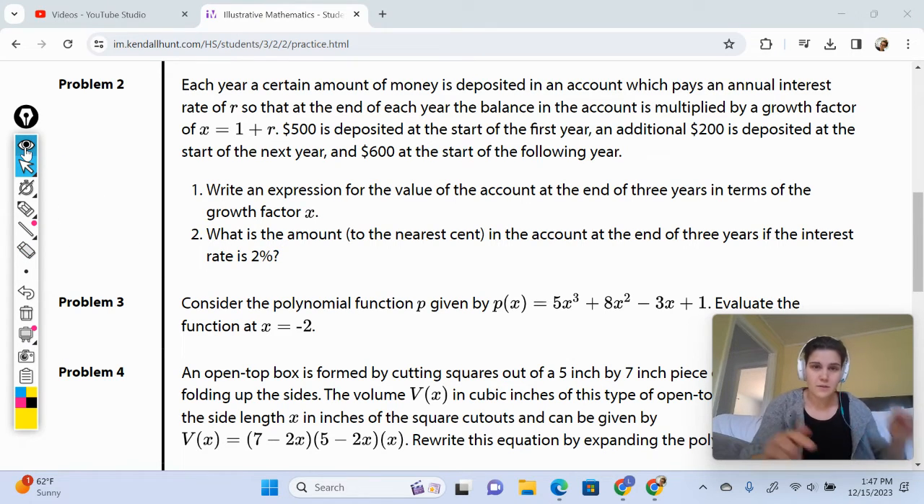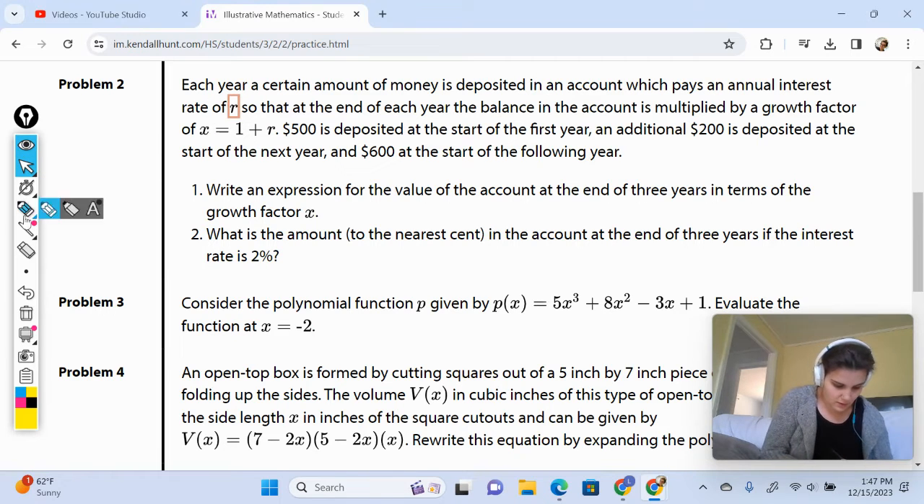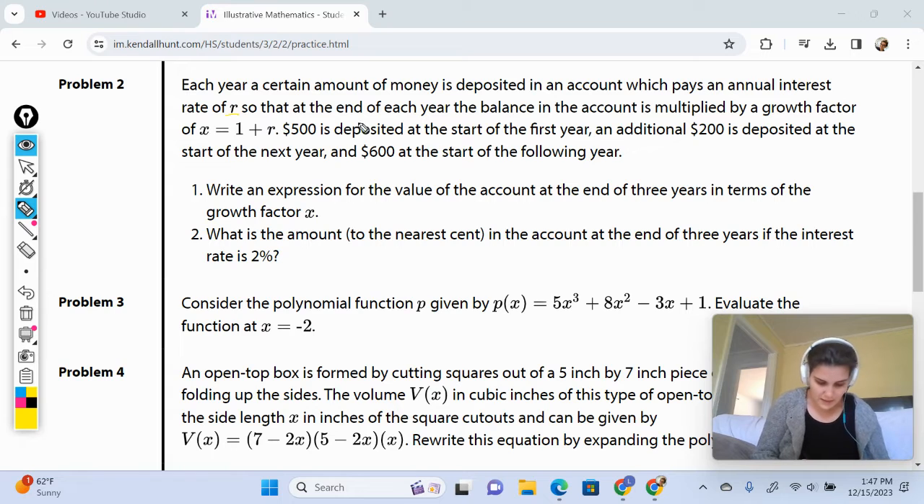Each year, a certain amount of money is deposited into an account which pays an annual interest rate of r. So we're talking about r. At the end of each year, the balance in the account is multiplied by a growth factor of x equals r plus 1. $500 is deposited at the start of the first year. An additional $200 is deposited at the start of the next year, and $600 at the start of the following year. Write an expression for the value of the account at the end of 3 years in terms of the growth factor x. So let's give us a little more space here.